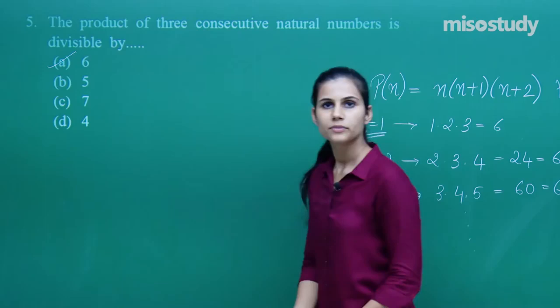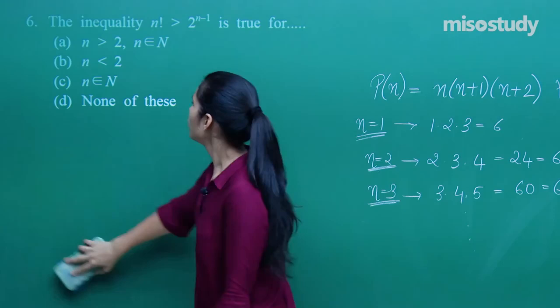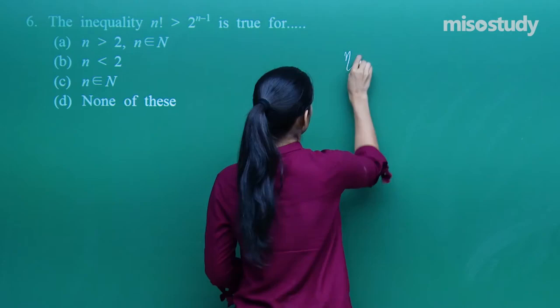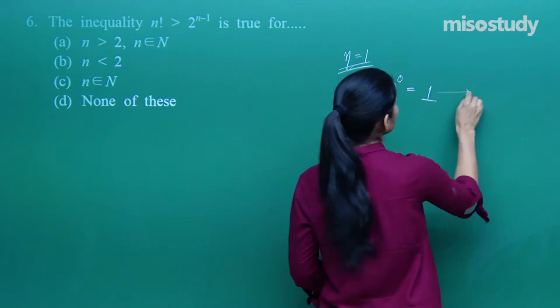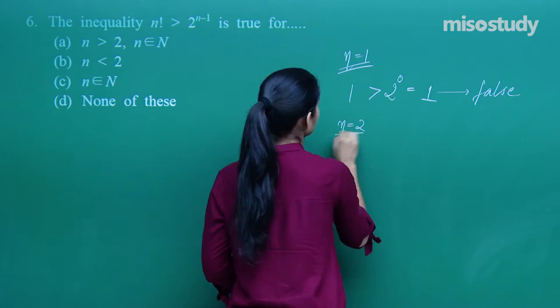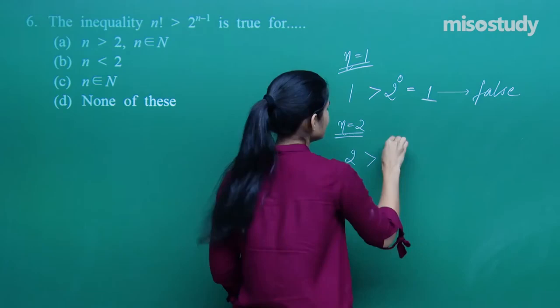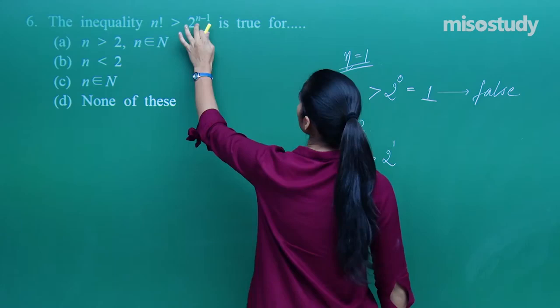Okay? Moving to the next question we have, this inequality is true for what all values of n? Let's try for n equals 1 first. If I put n equals 1, you get 1 factorial, which is 1, is greater than 2 to the power 1 minus 1, which is 2 to the power 0, which is 1, and this is false. Right? For n equals 2, this becomes 2 factorial is greater than 2 to the power 2 minus 1. Right? 2 factorial, which is 2, is greater than 2 to the power 2 minus 1, which is 1, and therefore this is again false.